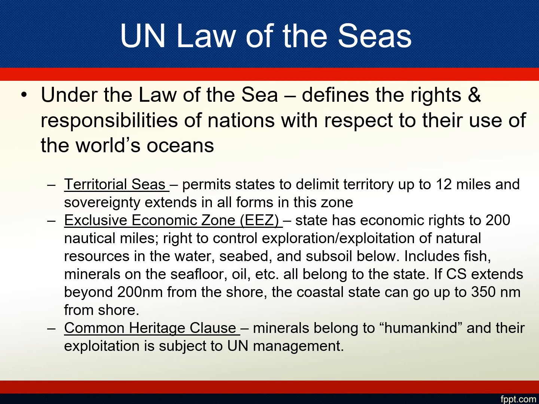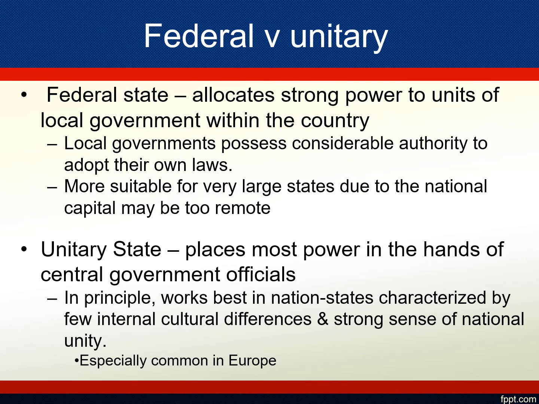So as we said, 12 nautical miles, territorial waters. 200 nautical miles is your exclusive economic zone. Then with international waters, it's known as the Common Heritage Clause, where the resources there belong to everyone, and you can't just go out there and start killing all of the whales there, because it is under UN management, which means they can take you to international courts.